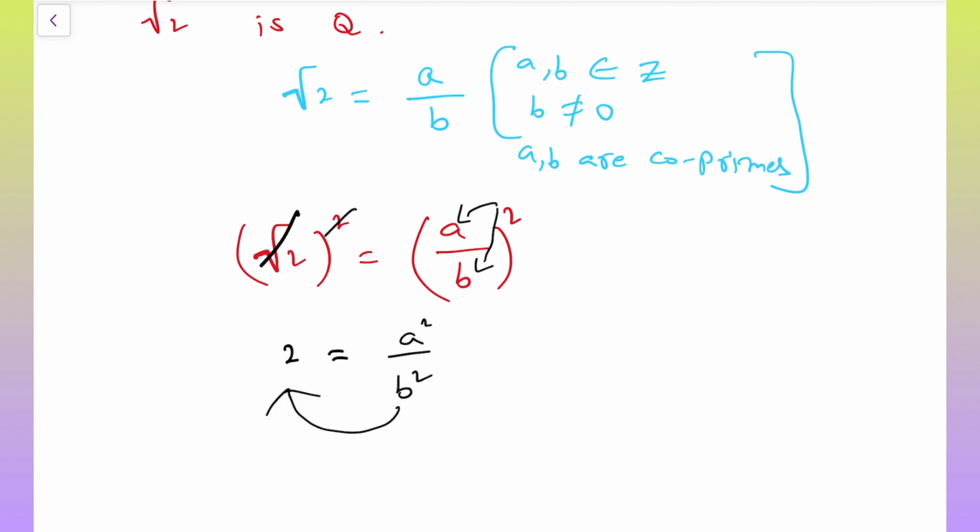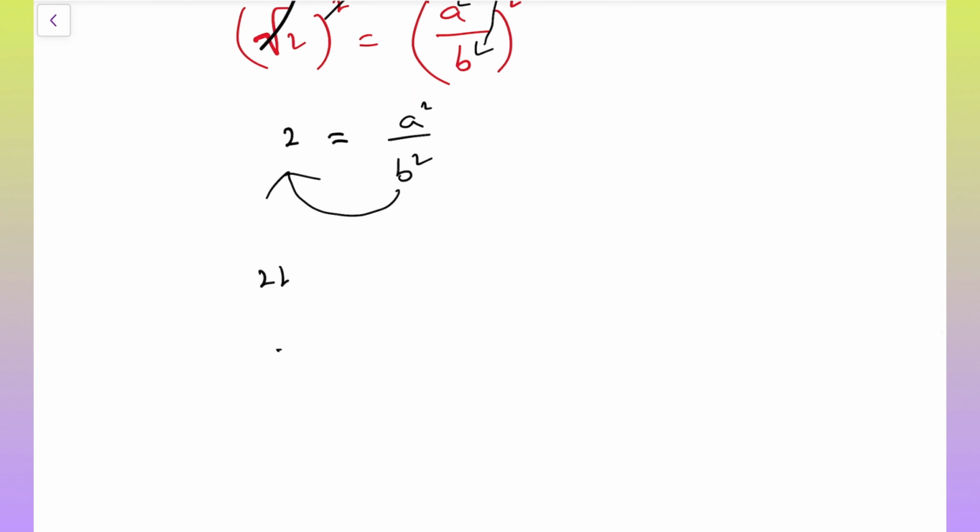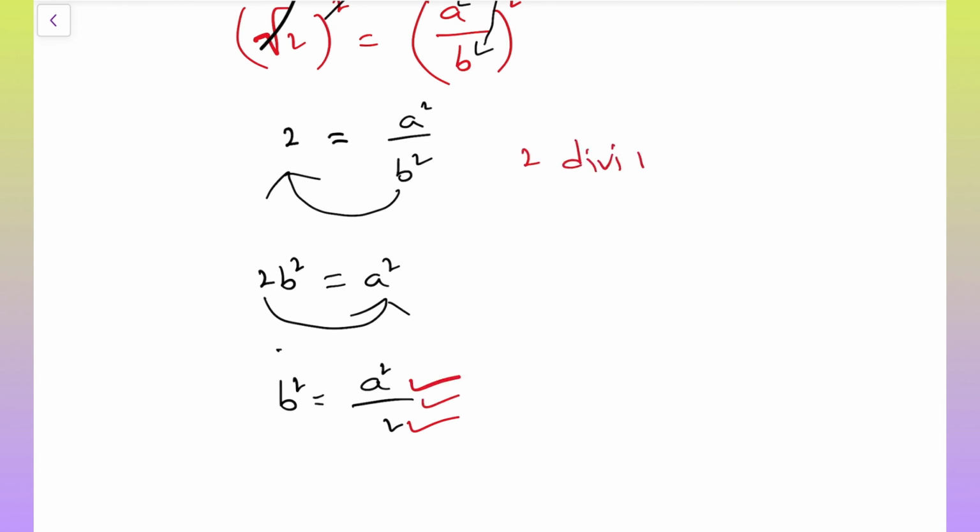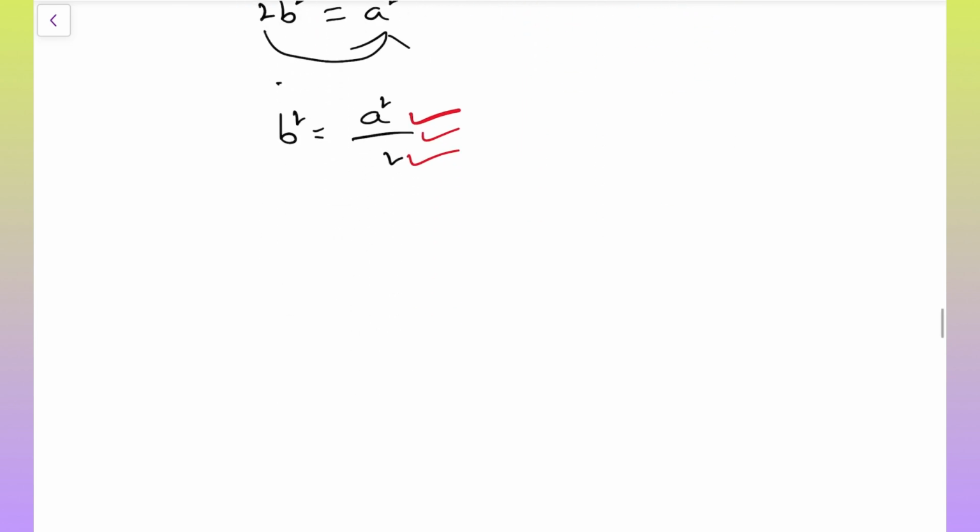Now take this b square to the left side. So it will become 2b square is equal to a square. Now bring this 2 to the right side. Then it will become b square is equal to a square by 2. So what exactly does this a square by 2 mean? If we make it into statement form, 2 divides a square. So if 2 divides a square, then 2 divides a also. 2 divides a, that can be written as a by 2.